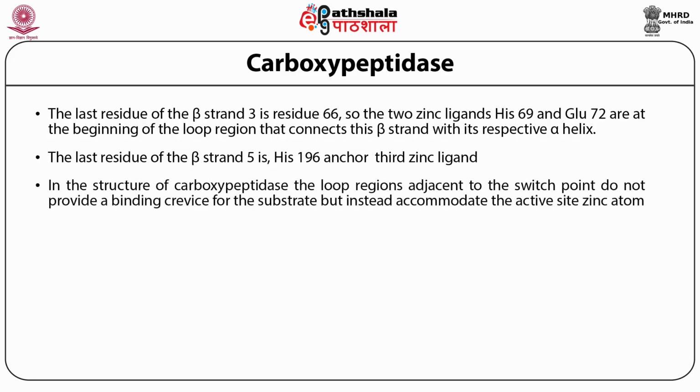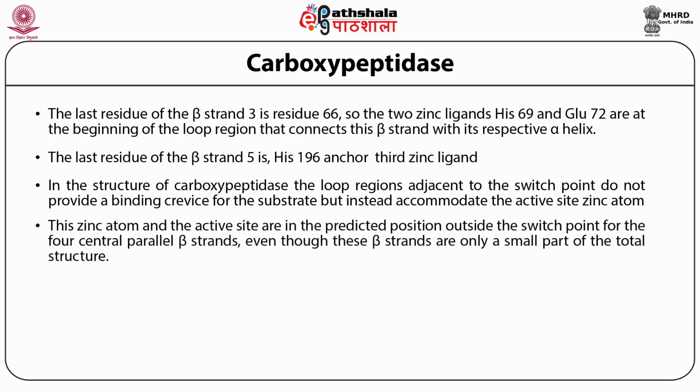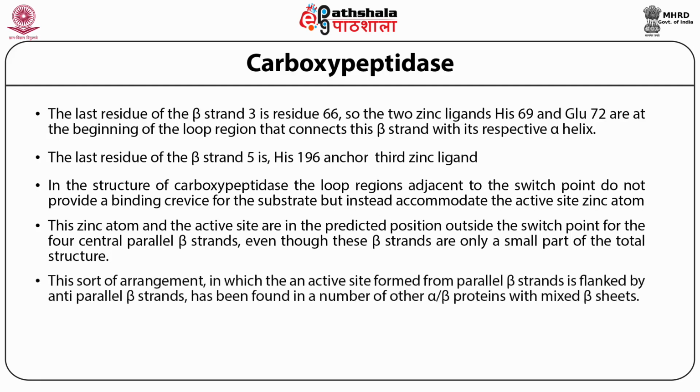In the structure of carboxypeptidase, the loop regions adjacent to the switch point do not provide a binding crevice for the substrate, but instead accommodate the active site zinc atom. This zinc atom and the active site are in the predicted position outside the switch point for the 4 central parallel beta strands, even though these beta strands are only a small part of the total structure. This sort of arrangement, in which the active site formed from parallel beta strands is flanked by anti-parallel beta strands, has been found in a number of other alpha/beta proteins with mixed beta sheets.